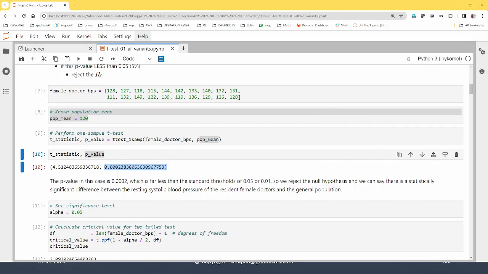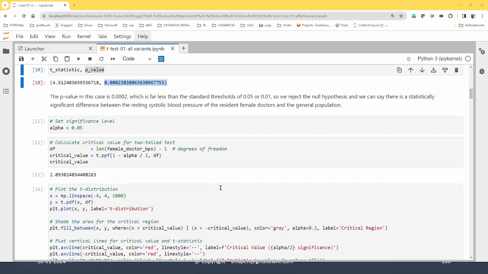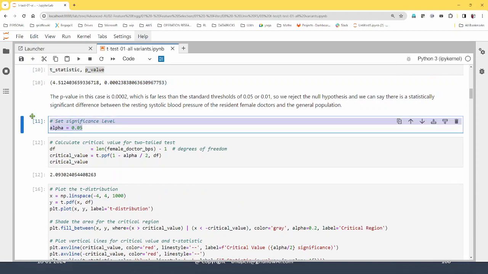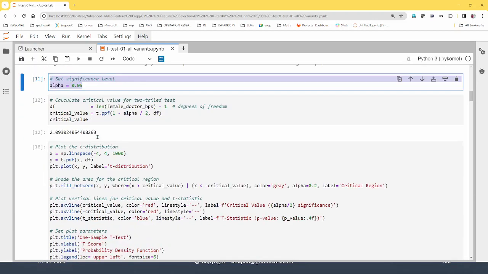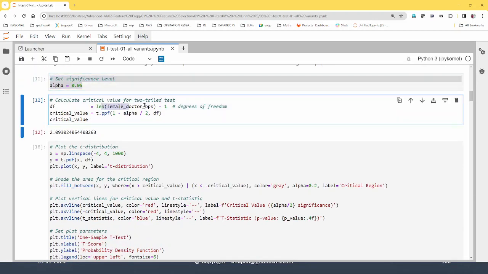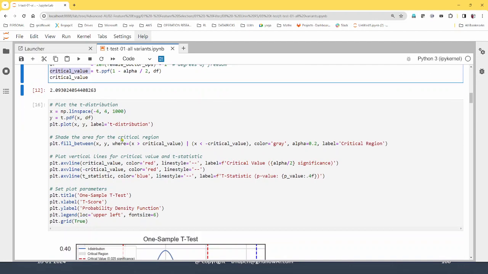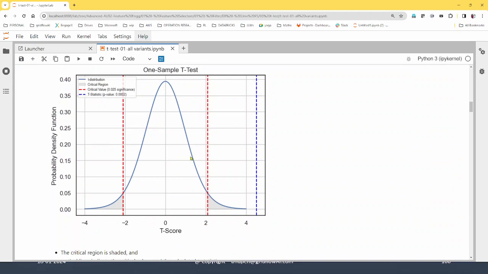Okay, so that's the purpose of this assessment. Alpha is 0.05, which is the significance level. Now the degrees of freedom is nothing but the number of samples that you took. Since it is one sample, the degree of freedom is n minus 1. And using the degrees of freedom, we get the critical value. So let me show you in terms of a plot. I'll explain what we actually achieved by this test.